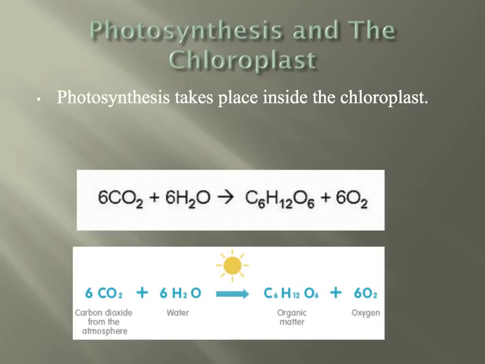So you start the process off with carbon dioxide from the atmosphere, combining with water, and with energy from the sunlight, it changes into organic matter, which is sugar in this case, and also oxygen. So the reactants, or the starting materials, are carbon dioxide and water, and the products, or the end results, are sugar and oxygen.